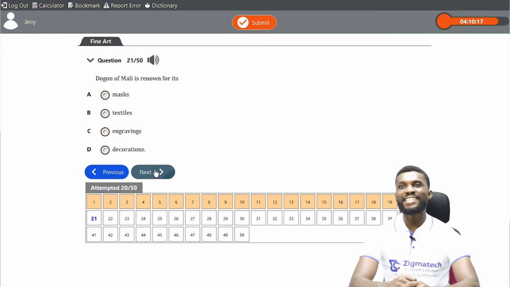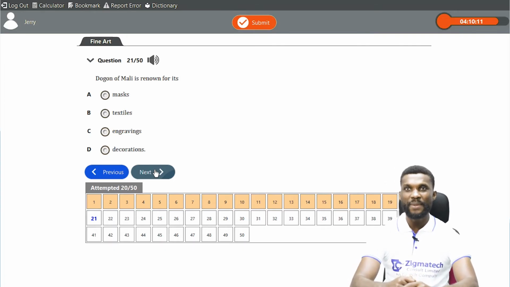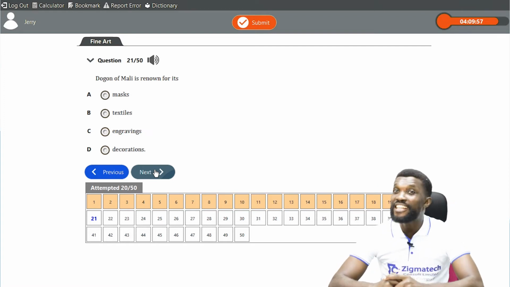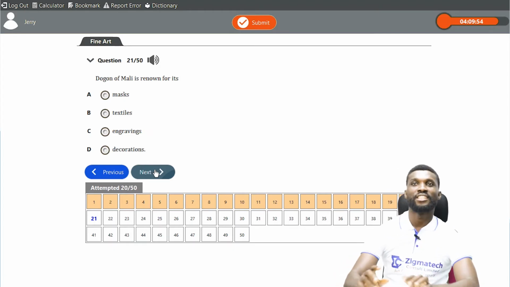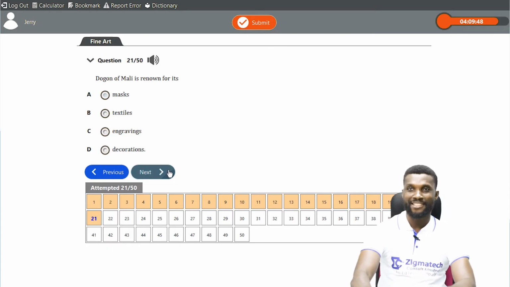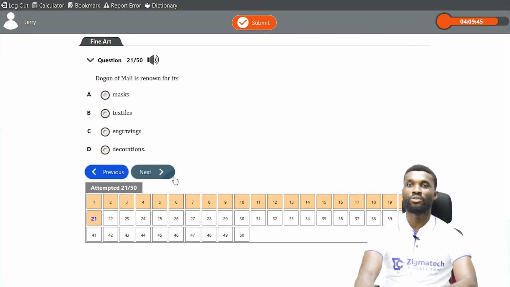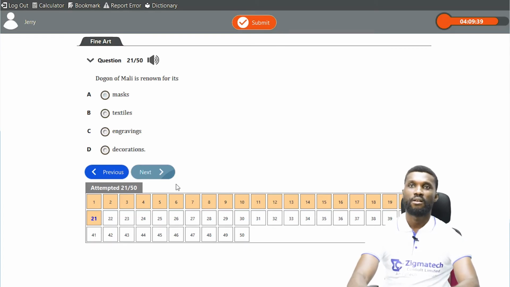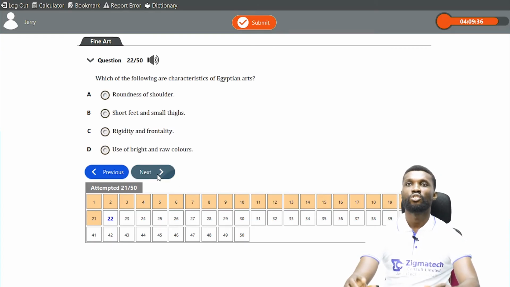Dogon of Mali is renowned for its dash. A. Mask. B. Textile. C. Engraving. D. Decoration. Is it mask? Is it textile? Is it engraving? Is it decoration? They are known for their mask, the Malians. So they are known for what? The mask. You've heard the word Malians. Now some of you can relate to that word. All right, so the Dogon of Mali is renowned for its what? Mask. All right, so now let's continue to question number 21.